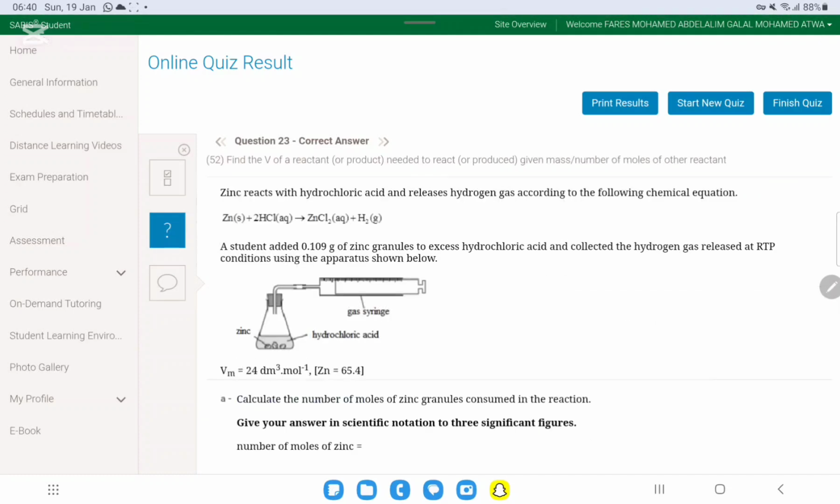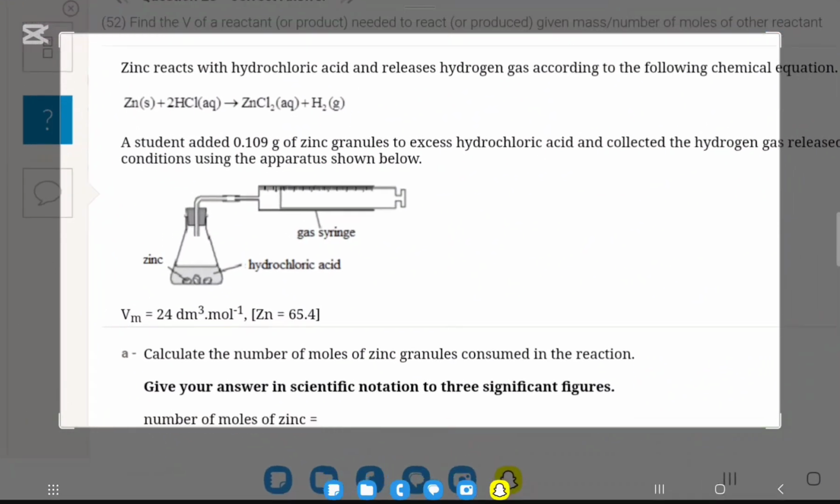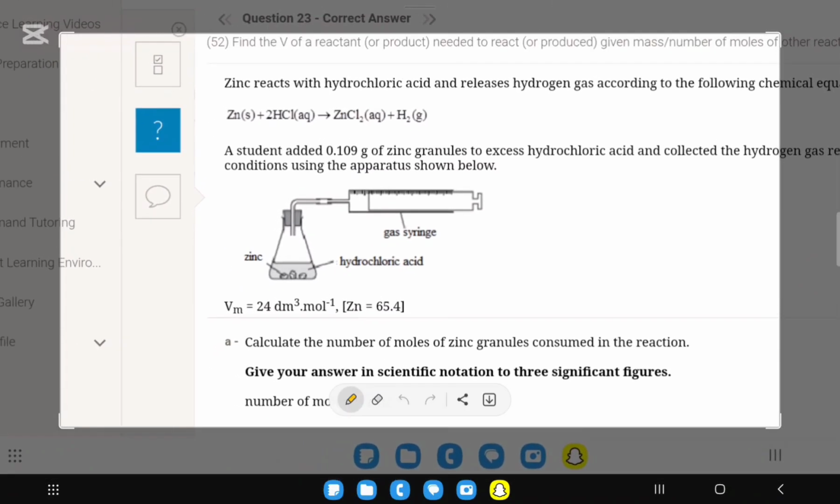Zinc reacts with hydrochloric acid and releases hydrogen gas according to the following chemical equation. A student added 0.109 grams of zinc granules to excess hydrochloric acid and collected the hydrogen gas released at RTP conditions using the apparatus shown below. Calculate the number of moles of zinc consumed in the reaction.